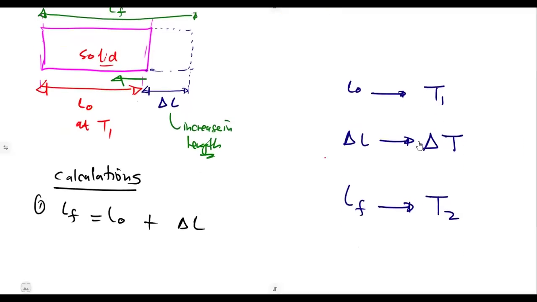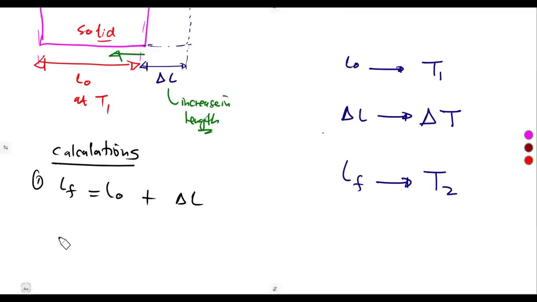So we can change the subject here. You can make whatever you want the subject, depending on what you're given. You can even make the change in length the subject by taking the original length to the other side. So it's going to be the final length minus the original length. That is the change in length, the increase or the decrease, depending on the condition that you're given. So what must be calculated is the change in length at that change of temperature.